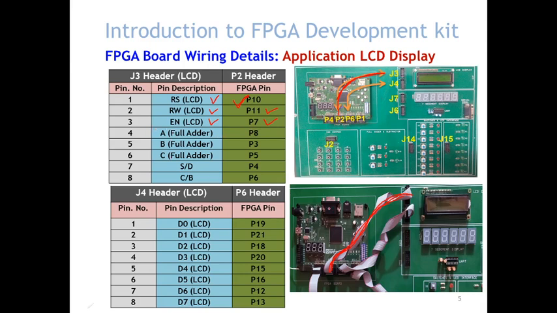So A, B, C are residing here. A is connected to P8 of the FPGA, B is connected to P3, C is connected to P5, sum or difference, we can say, is connected to P4, and carry or borrow is connected to P6. So whenever we are writing any code, let us say full adder code, the HDL code representation is in a single signal representation, and that signal is directly assigned to one of the FPGA's pins.